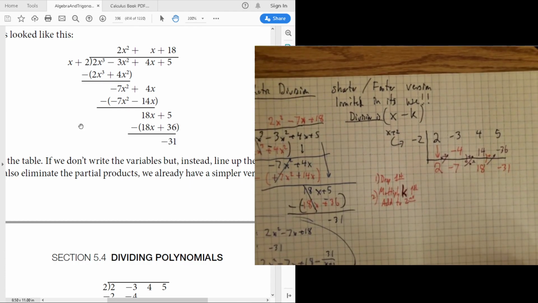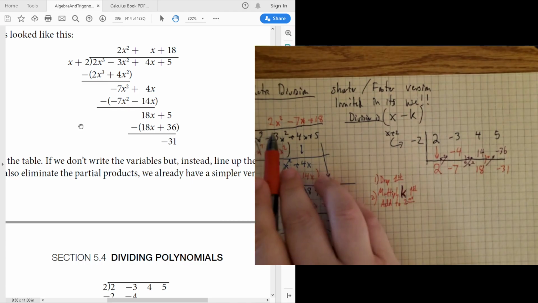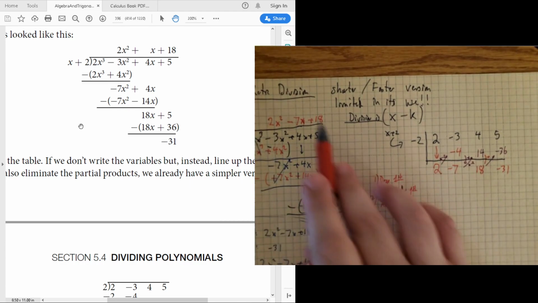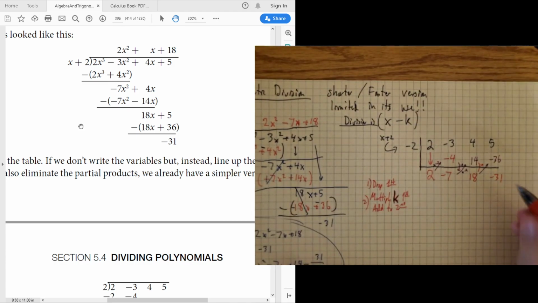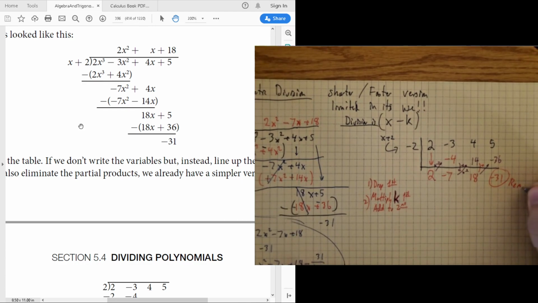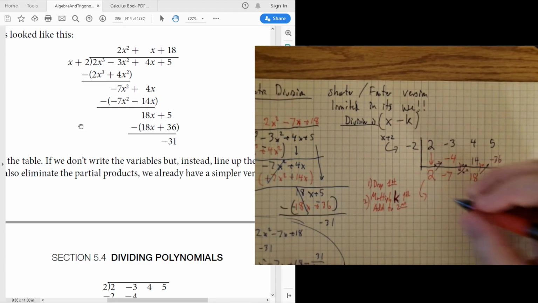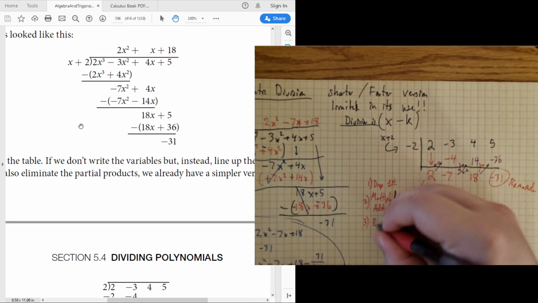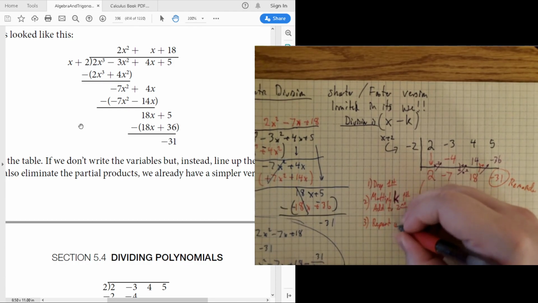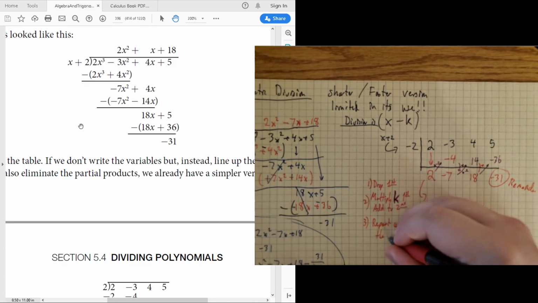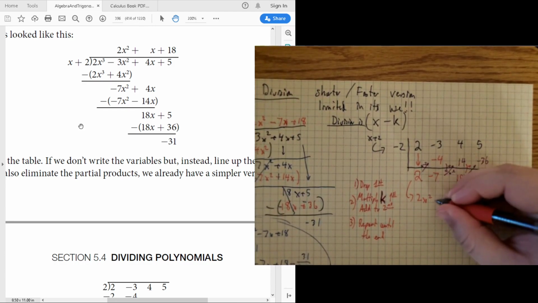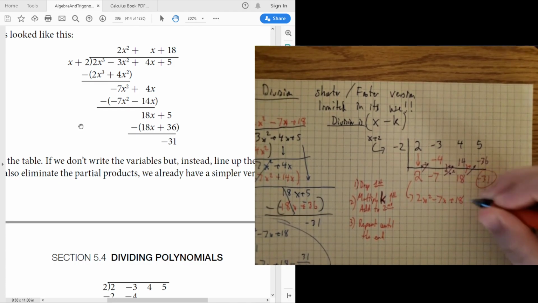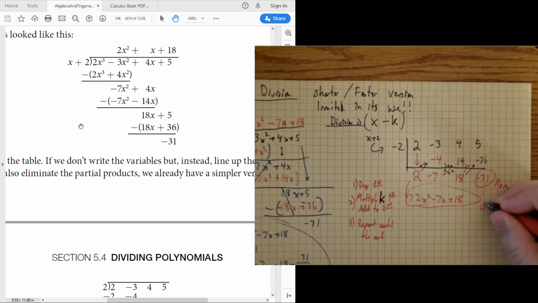You'll notice, if you're perceptive, that these are the coefficients of the solution: 2, negative 7, 18. And it has even given us the remainder. So the last number is always the remainder, and then these become the quotient. Repeat until the end. This will become 2x squared minus 7x plus 18 as our quotient.